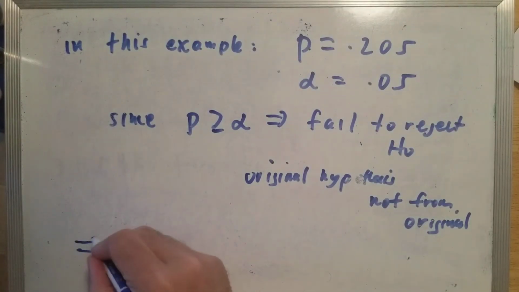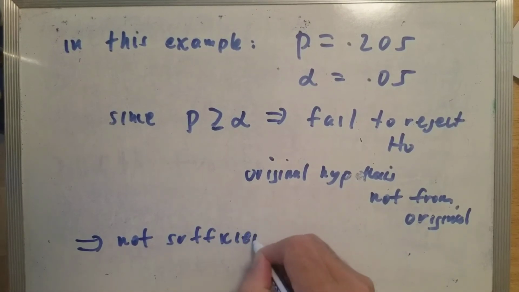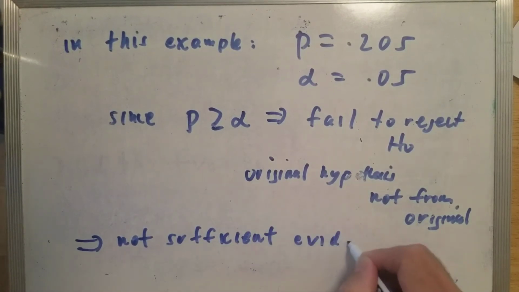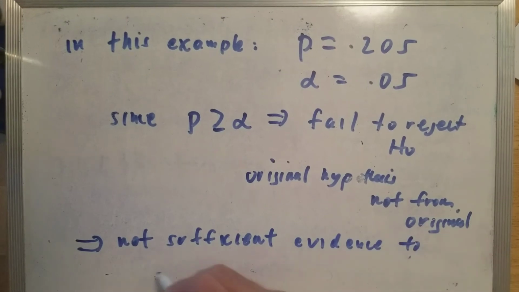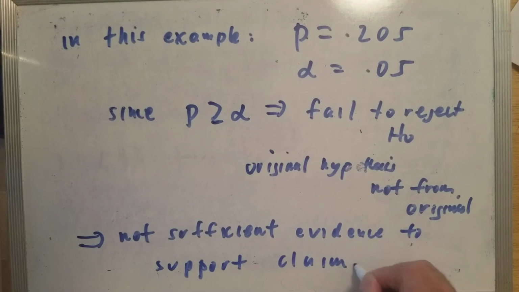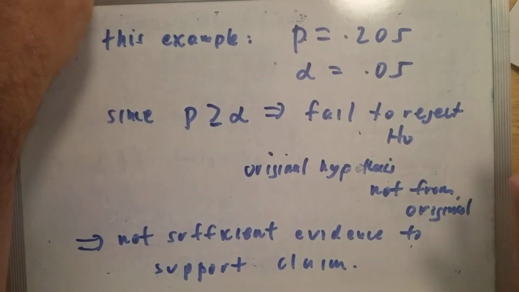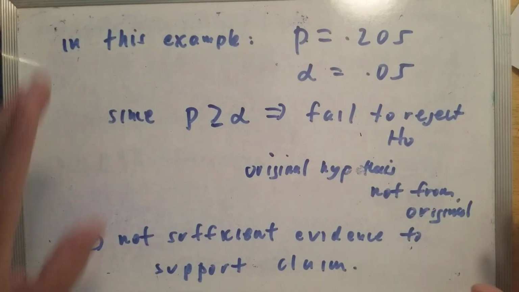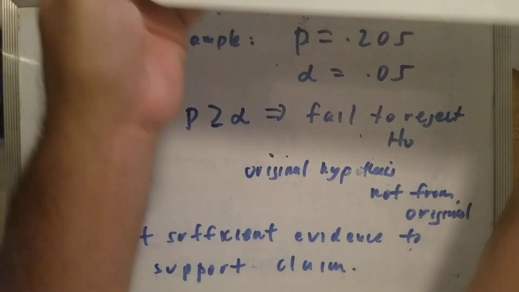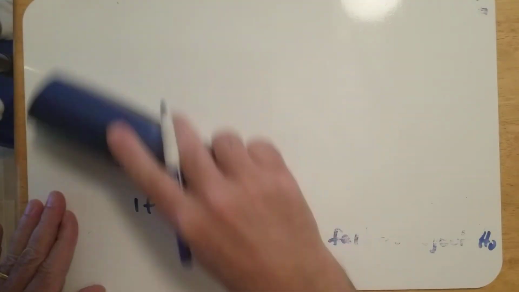So my conclusion is not sufficient evidence to support the claim. Okay, I want to do one more example. Sorry that this is long, but this is sort of a complicated subject. But I'm going to do one more example of this. And this one I'm going to try to cut to the chase even a little bit more than I just did, just cutting it down to the essentials.